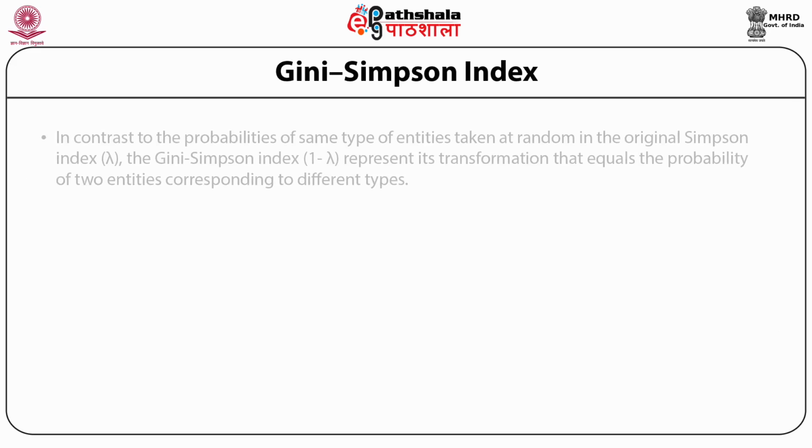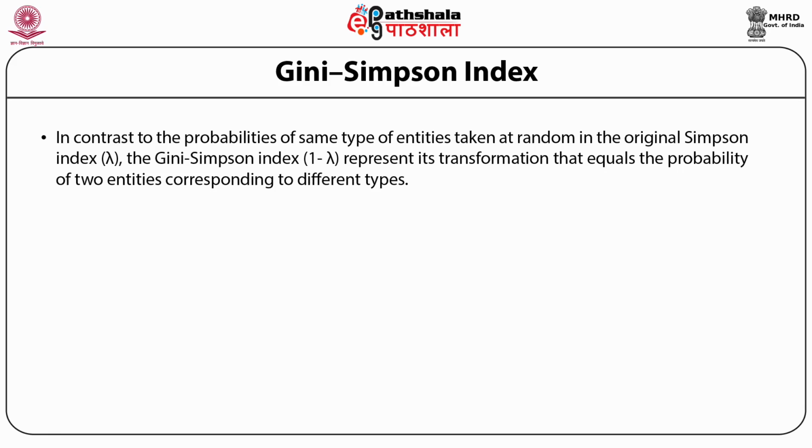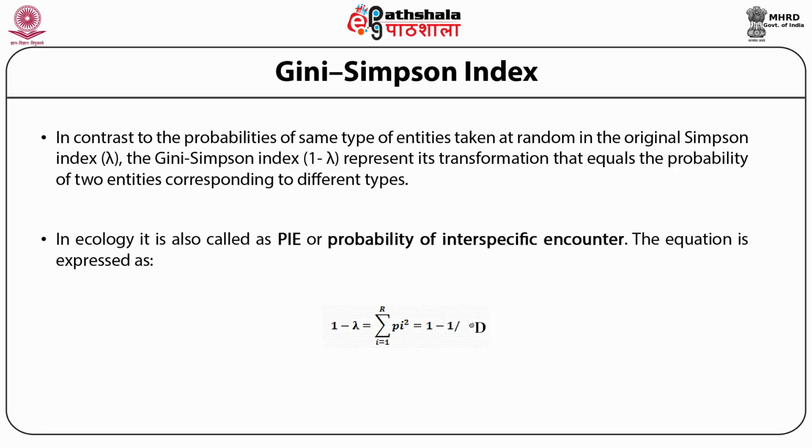Gini-Simpson index. In contrast to the probability of some same type of entities taken at random in the original Simpson index lambda, the Gini-Simpson index, 1 minus lambda, represents its transformation that equals the probability of two entities corresponding to different types. In ecology, it is also called PIE, or probability of interspecific encounter. The equation is expressed as follows.